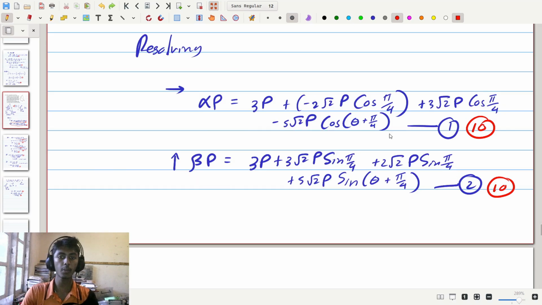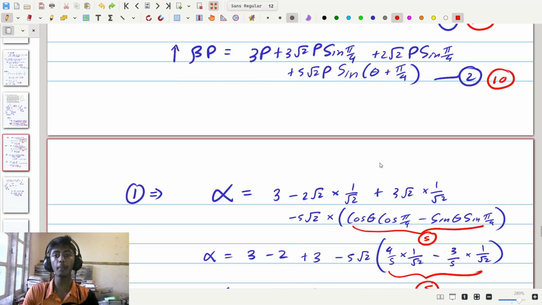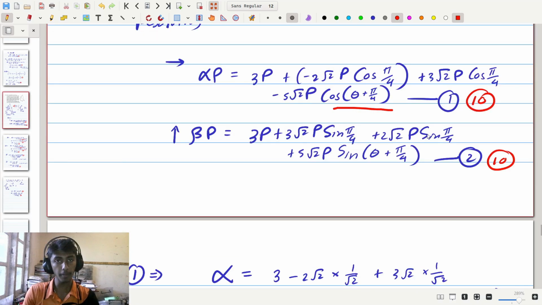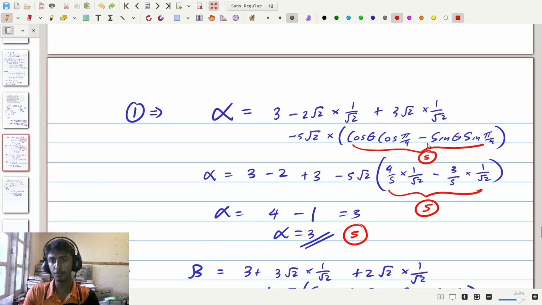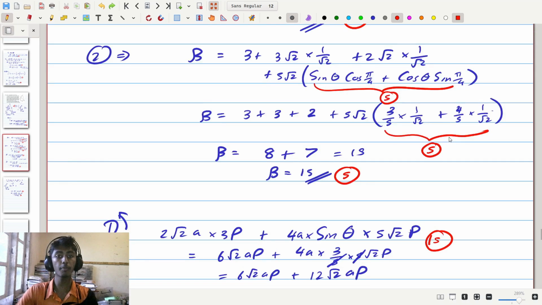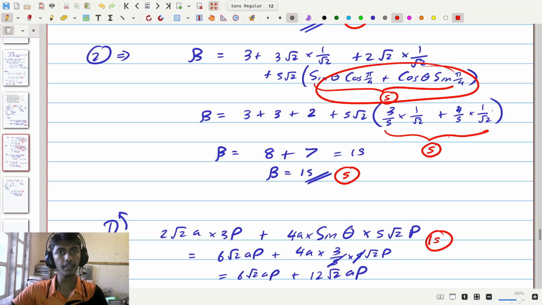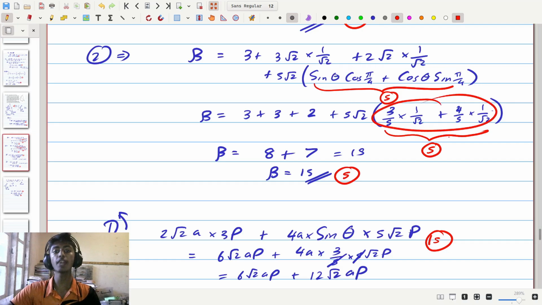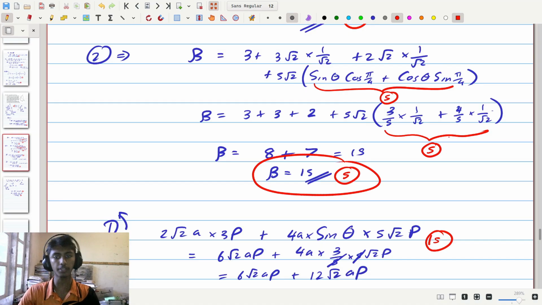10 marks. Now, when you simplify these two, for substituting cosine of theta plus pi by 4 as cosine theta cosine pi by 4 minus sine theta sine pi by 4, you get 5 marks. And for substituting in the relevant trigonometric values, you get 5 marks. And then for finding the final answer of alpha equals 3, you get another 5 marks. Similarly for beta, when you substitute sine of theta plus pi by 4 as sine theta cosine pi by 4 plus cosine theta sine pi by 4, you get 5 marks. When you substitute in the relevant trigonometric values, you get another 5 marks. And finally, when you get the correct answer, you get another 5 marks.